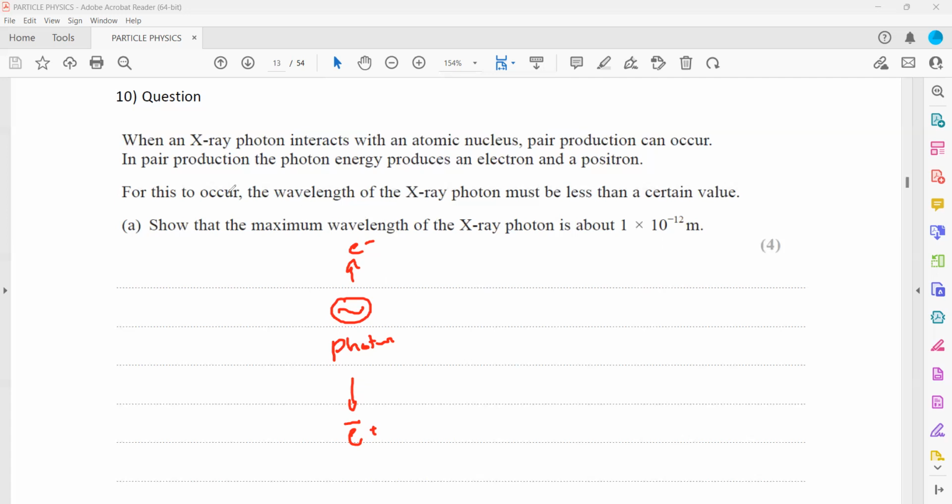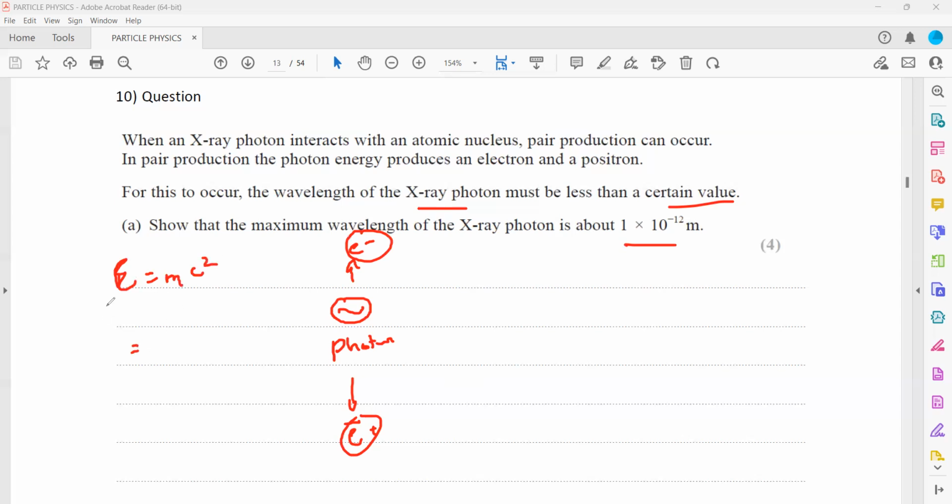For this to occur, the wavelength of the X-ray photon must be less than a certain value. What is the maximum wavelength of the X-ray photon? Show that the maximum wavelength is about 1 × 10^-12 m. So how can we work it out? First, we will find how much mass we have to produce, because we have to produce the particle and its antiparticle. So we have the formula E = mc².